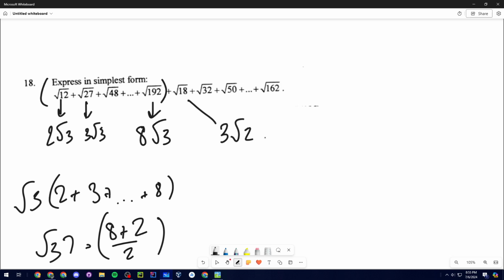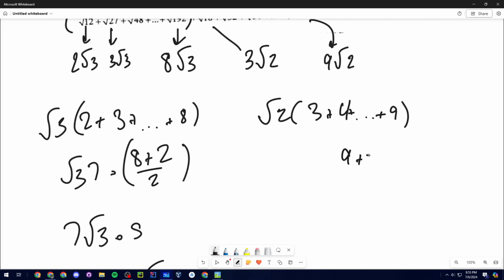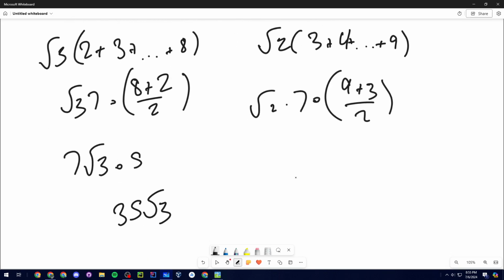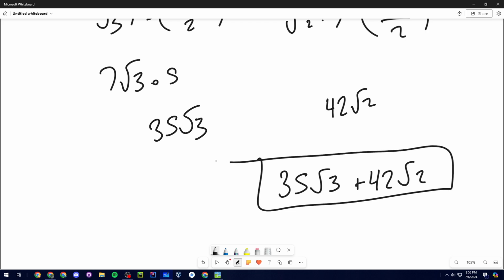Same thing. This is just 3 root 2. This is 162 divided by 2 is 81, so this is just 9 root 2. And this is just 4 root 2. So same thing, it's root 2 times 3 plus 4 plus dot dot dot all the way up to 9. 9 plus 3 over 2 times the number of terms, which is 9 minus 3 plus 1, is 7. Root 2 tacked onto that. So 9 plus 3 is 12, so this is 42 root 2. And then you can't combine these, so the answer is just going to be written as 35 root 3 plus 42 root 2. So yeah, that is your answer.